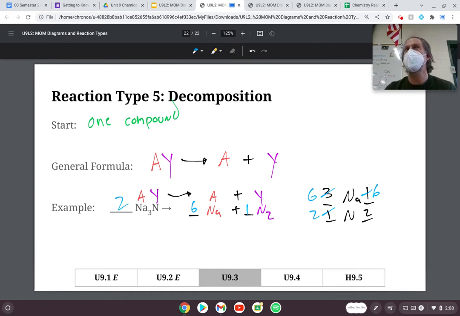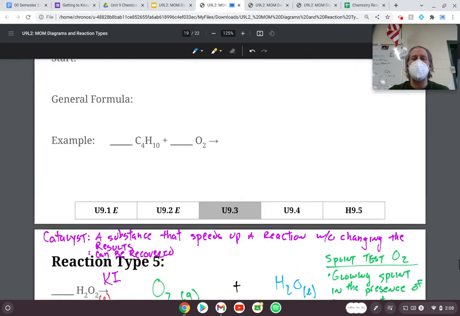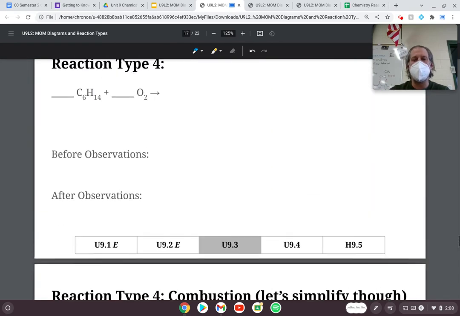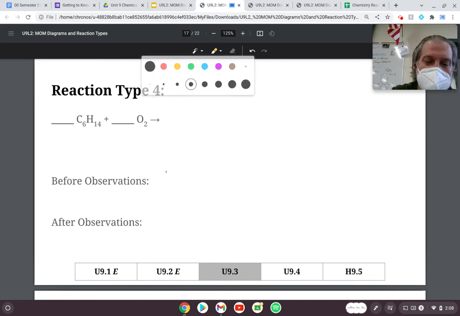So far, so good. So that's reaction type number 5. It is decomposition. Now we're going to do reaction type number 4, which I think is the most fun one of the day, personally. Ready? Going to mosey back up to reaction type number 4, and we're going to locate the C6H14. C6H14, I'm going to tell you right now, is hexane.